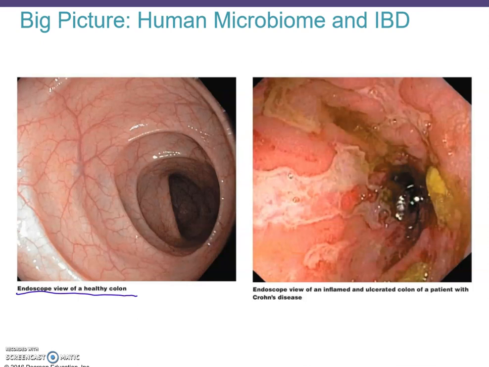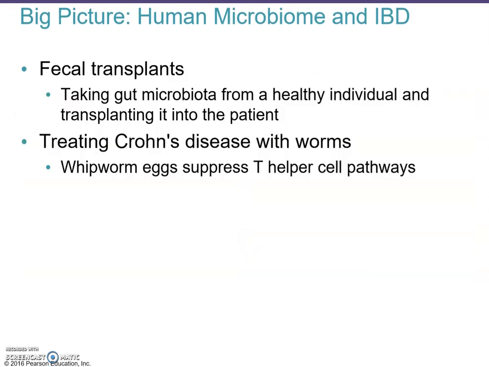You can see the ulcerated regions, and that is somebody with Crohn's disease right here. You might imagine that this is not going to be nice to have. You're going to have cramps, you're going to have probably diarrhea. It's definitely abdominal pain.